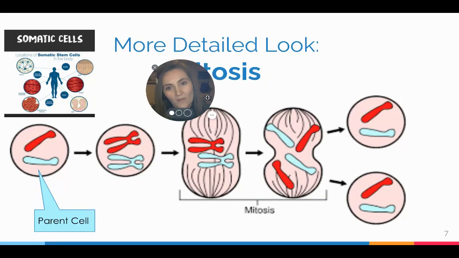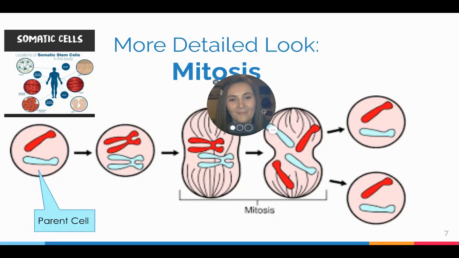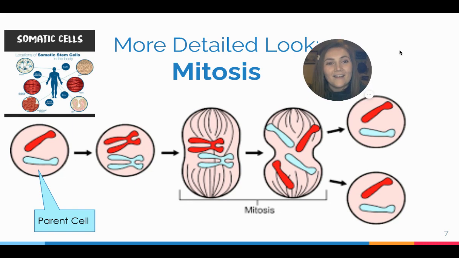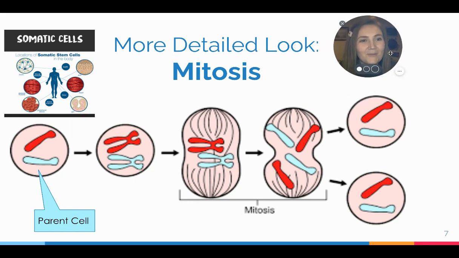So let's take a look at what that looks like using this diagram here. And my picture is just not moving. There we go. So again, somatic cells use mitosis to produce new offspring. So we're starting off with our parent cell. Notice we can see these chromosomes here. It's going to go through a process of replicating its DNA. Here we can see the replicated chromosomes, and it's going to split into two cells.